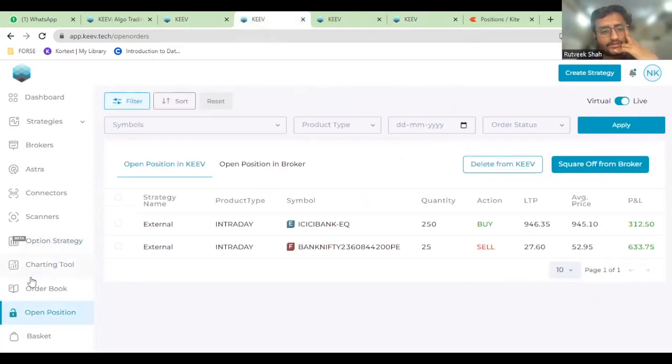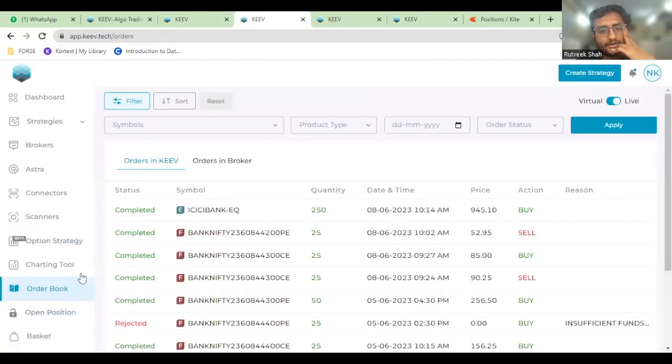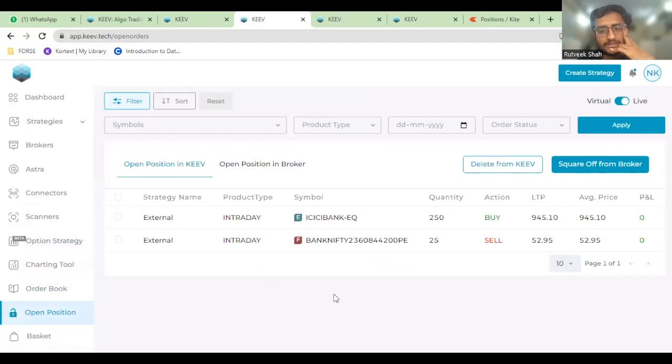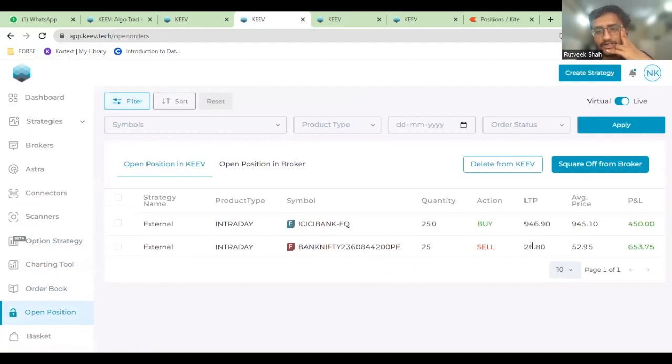You can check your open position from the open position tab here. I'll refresh to show you. From the order book, you can check the orders being placed, and from the open position, you can check the open positions here. It is currently trading at around 26, and we are earning approximately 26 rupees in profit, that is around 650 rupees right now.